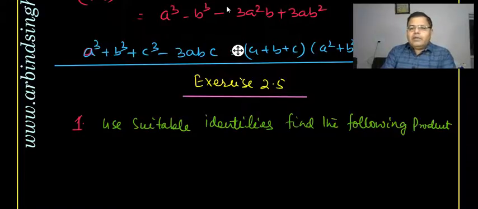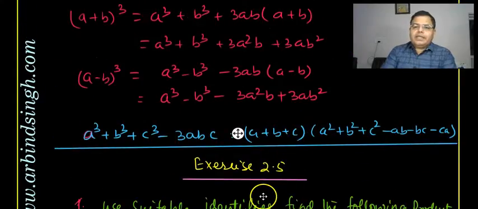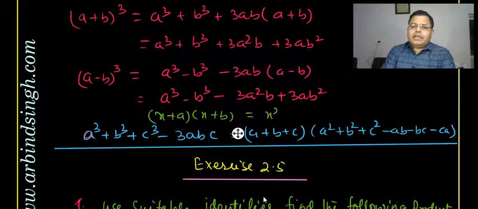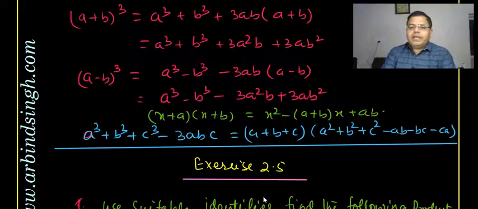Now, one more identity you can use: if there is x plus a and x plus b, then (x plus a) into (x plus b) can be written as x square plus (a plus b) into x plus ab. It is also a result which can be used anywhere. And if there is a negative sign, we can put a negative sign here as well.